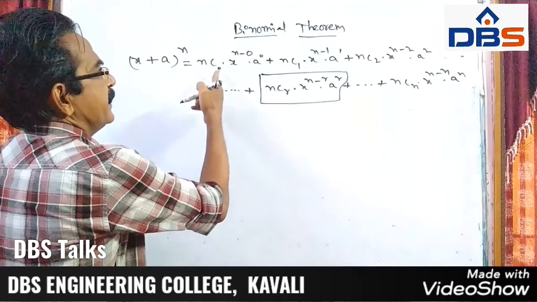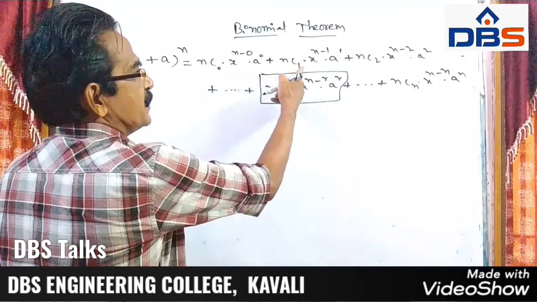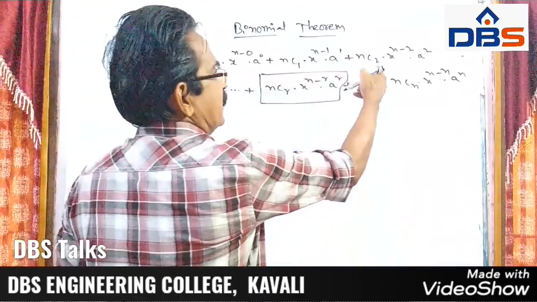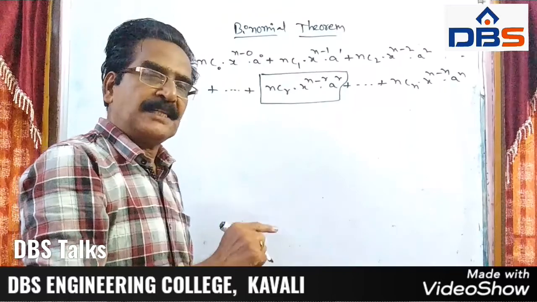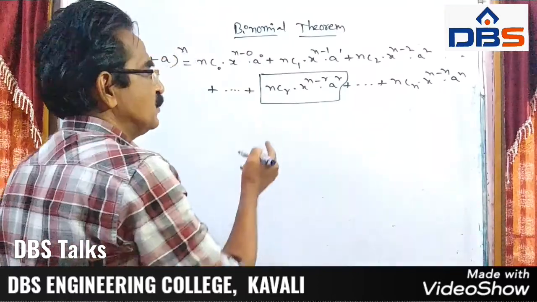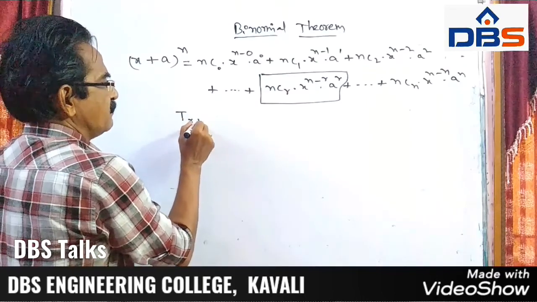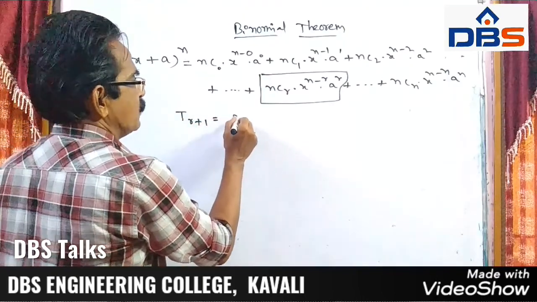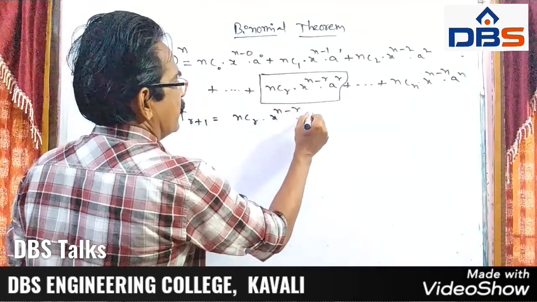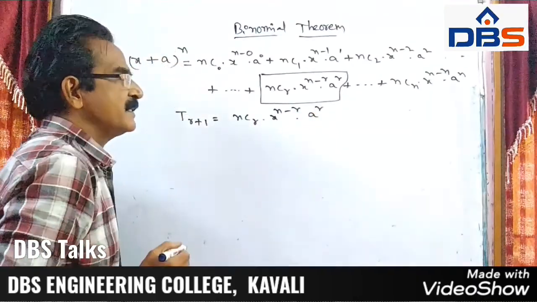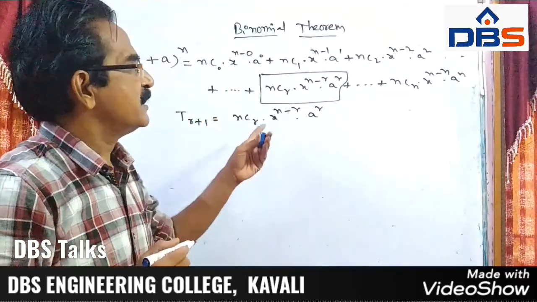R plus 1. See, in the first term it is 0. In the second term it is 2 minus 1, 1. In the third term NC2. So in the r plus 1th term, r plus 1 minus 1 is r. So this is called the r plus 1th term. T r plus 1 is equal to NCR into x power n minus r into a power r. This is called the general term of the expansion. This is the first thing, friends.